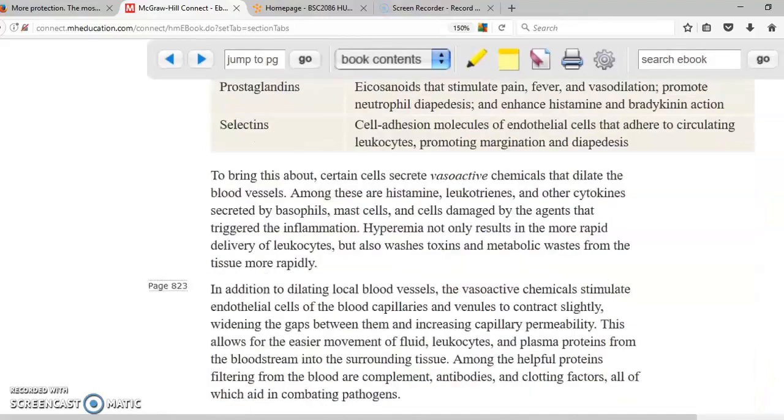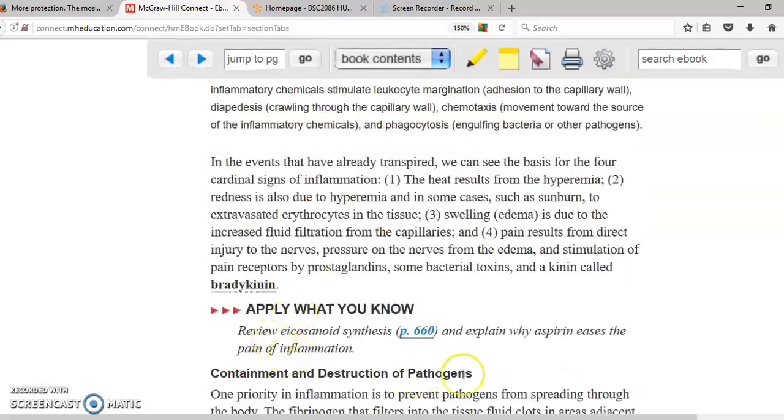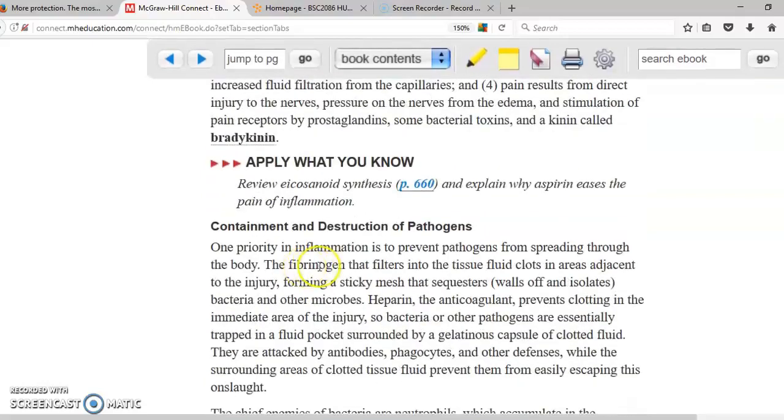Hyperemia, what happens is that you're going to have more blood, therefore allowing the white blood cells to reach the areas where you have the infection. Containment and destruction. One very important factor is fibrinogen. Fibrinogen is going to start depositing around the area where the infection is, and it's going to form like a lake. The fibrinogen is going to be the borders of the lake. This is going to trap the microorganisms right there in this lake, therefore immobilizing them.